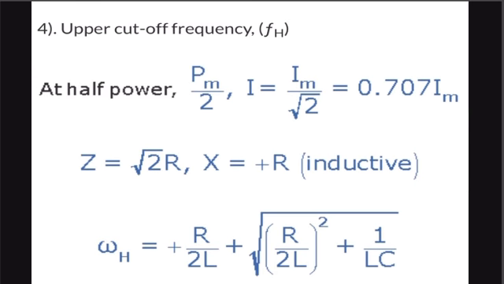And coming to the high cutoff frequency, which is also known as the upper cutoff frequency, at the half power Pm by 2, current will be I is equal to Im by root over 2, that is equal to 0.707 Im. So Z is equal to root over 2 R, where X is equal to plus R, that is inductive. So here omega H is equal to plus R by 2L plus root over (R by 2L) whole square plus 1 by LC. This is about the upper cutoff frequency.